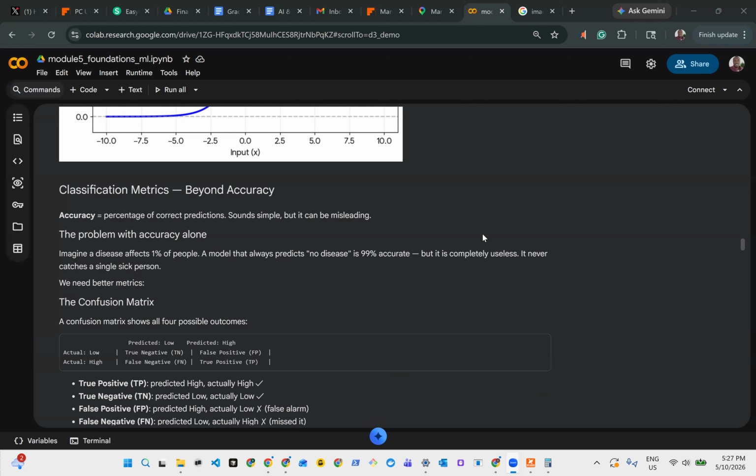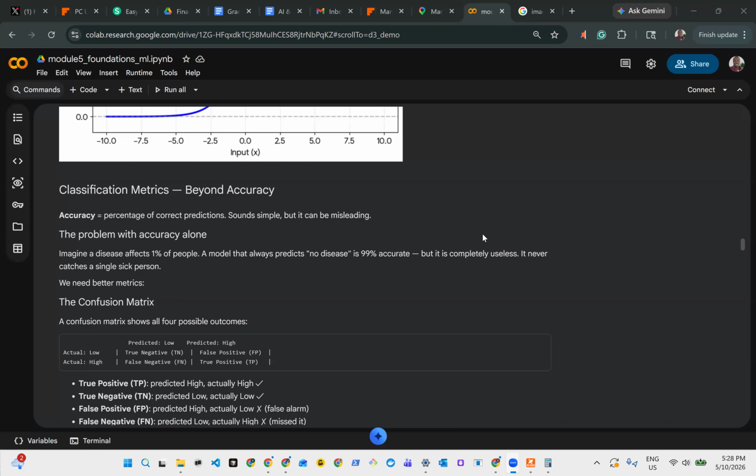Imagine a disease affects only 1% of the people, and a model that you just created always predicts no disease. Without much mathematical calculation, you can predict that a particular individual in that population will be right 99% of the time, because only 1% of the people have the disease.